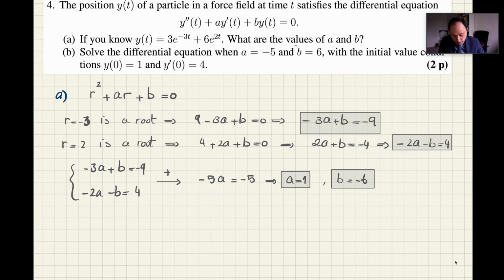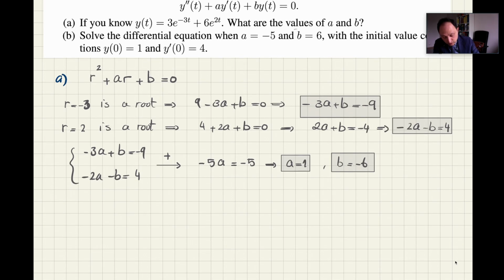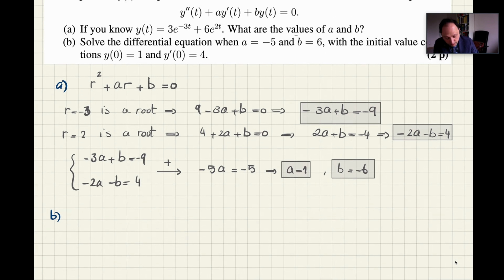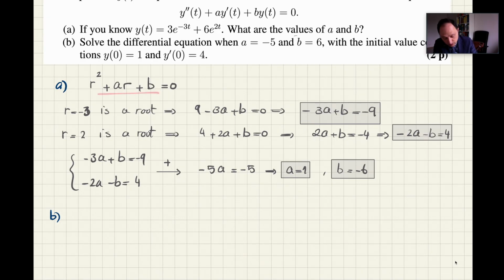So solve the differential equation when a is equal to minus 5 and b is 6 with the initial value conditions that you see here. Okay, so part B, if I want to solve this equation for minus 5 and 6, instead of a in the characteristic equation I put minus 5 and instead of b I put 6. So this becomes r squared minus 5r plus 6 equals 0. If you solve this using the PQ formula or any way that you know, the answer becomes r equals 2 or r equals 3.